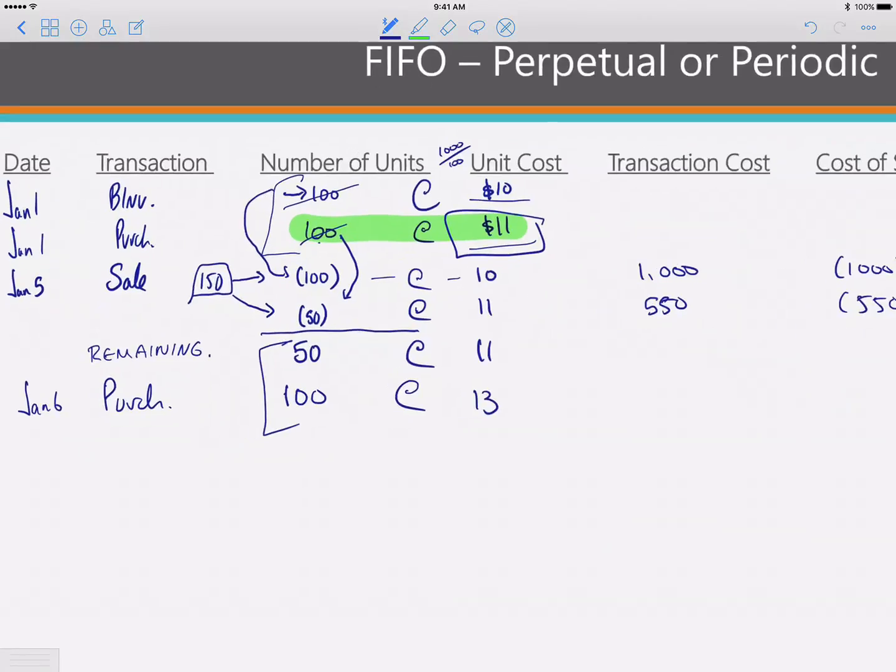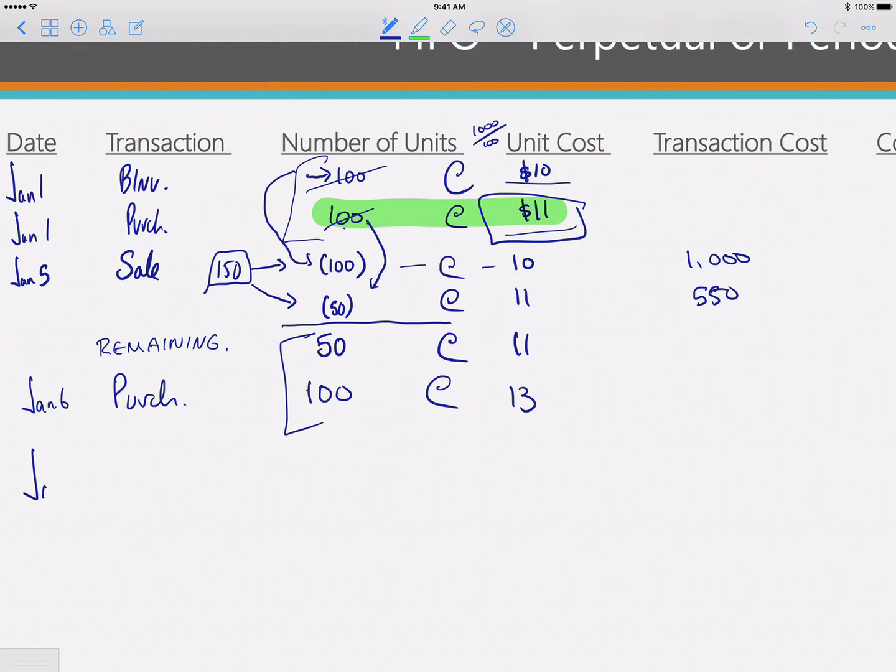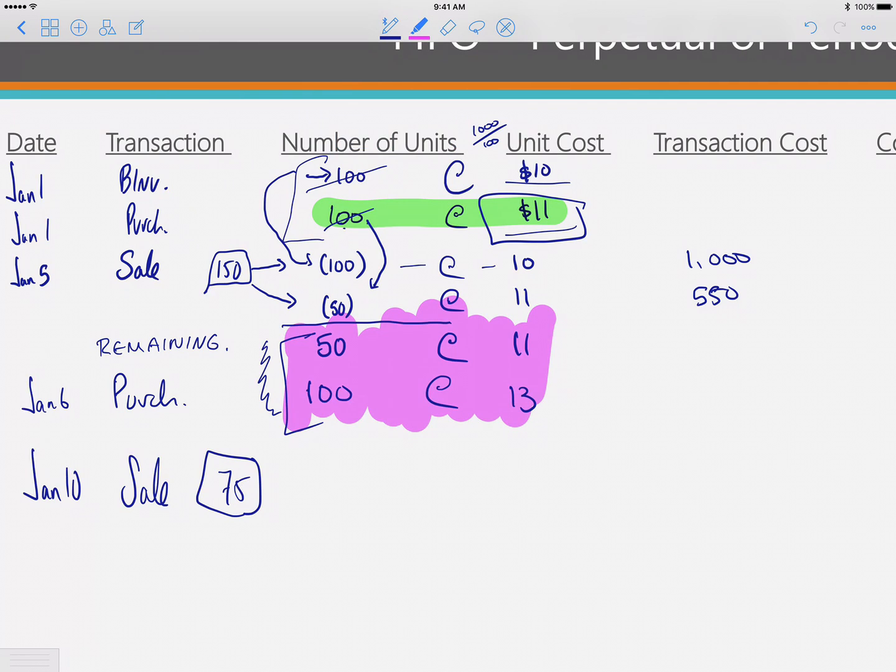So January 10th, we had a sale of 75 units. But remember, we need to sell these in the order we purchase them. So we go to our most recent inventory. So that's over here, right? We're only going to look at these because this is what we have left in our inventory, and we're going to go through them in the order we purchased them. So 75 units, so we start from the top. We have 50 units here, so we're going to sell through those 50.